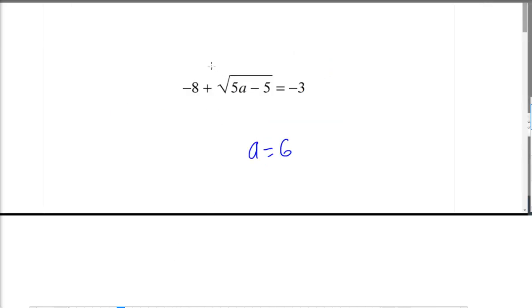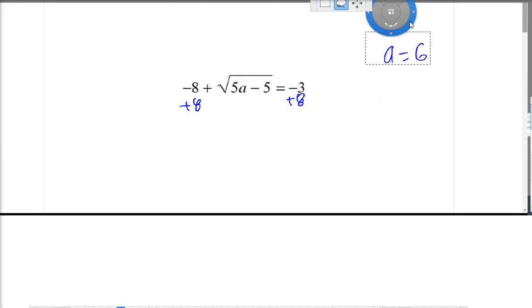Question number 7. We actually have a negative number in front of the square root. So we don't want to square root the whole thing right now because there's an 8 in front of it. It just gets messy. So let's get rid of this 8 before we square. All right, so if we have a negative 8, we're going to add 8 on the left and add 8 on the right. Okay, so let me move the answer out of the way.